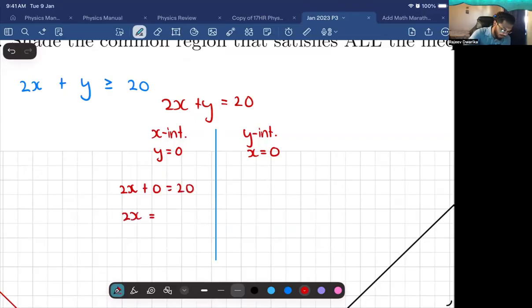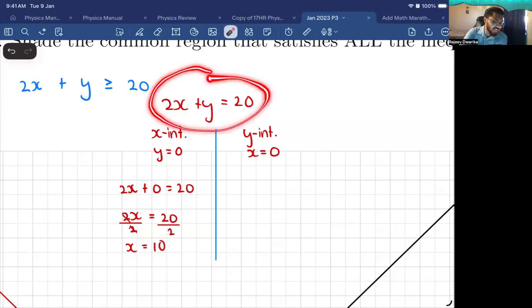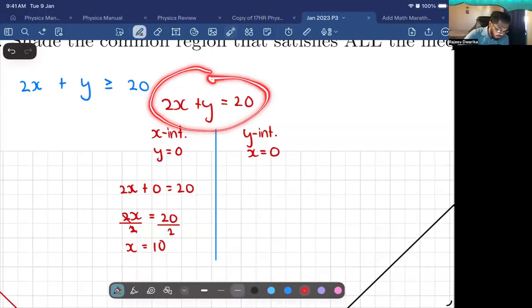So how am I going to find x now? You divide by 2 on both sides. Right. I divide by 2 on both sides. And 2 into 20 is 10. So this line over here would cut the x-axis at 10. Exactly.